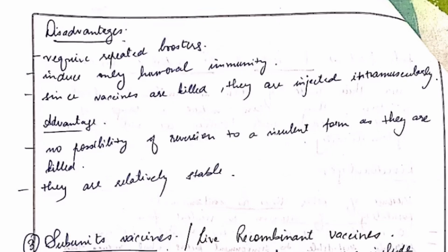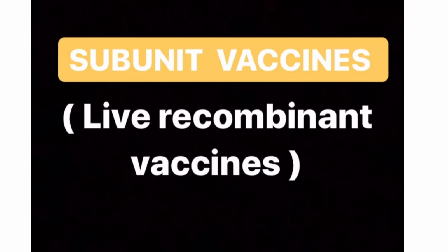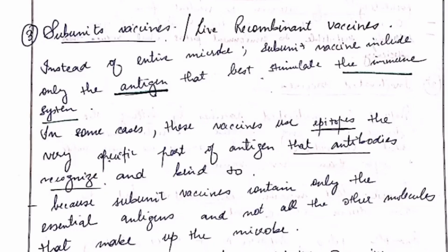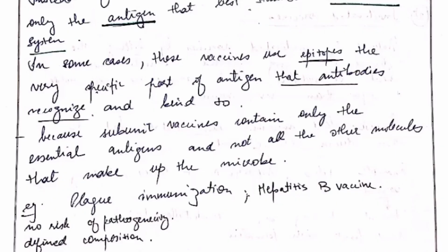Now next is subunit vaccine, which is also called as live recombinant vaccine. As the term subunit means only a part of vaccine is used. That means instead of the entire microbe, subunit vaccine includes only the antigen which can best stimulate the immune system. Such types of vaccines are only specific pieces of the germ. They give a very strong immune response that's targeted to key part of the germs. Some common examples are hepatitis B, HPV, that is human papillomavirus, and etc.